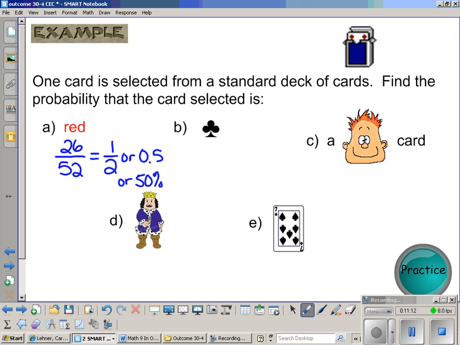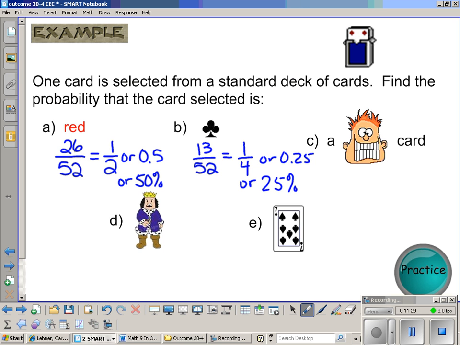A club. There are 13 clubs in a deck of cards. There are 52 cards. This can be reduced to 1 out of 4, or 0.25, or 25%. You can express it in any of those forms. A face card. Face cards are jacks, queens, and kings. There are face cards, jack, queen, and king in every suit. There are 4 suits. So there are 12 face cards. So 12 out of 52 are face cards. That reduces to 3 out of 13.